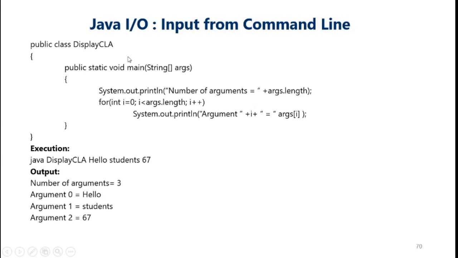See here, there is an example. Suppose there is a class, the class name is DisplayCLA, display command line arguments. Then this is the main function, this is the arguments array, and here we are displaying the number of arguments using this length property, and this length property is of this args array.